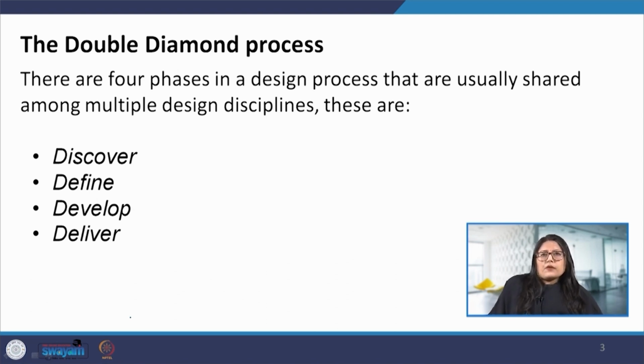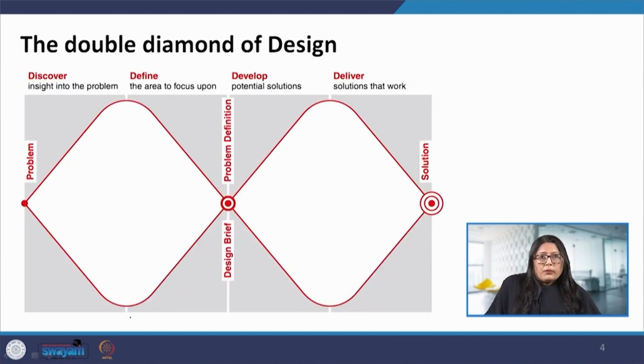So, there are 4 phases in the design process and the other domains of design like architecture design, industrial design, product design and many others, they follow a similar approach, although it may vary slightly depending on the problem and what is the solution we are trying to look at. So, these broad phases are discover, define, develop and deliver. The double diamond was introduced by the Design Council and it presents a framework that allows companies to apply design characteristics to find creative solutions and innovative ideas.